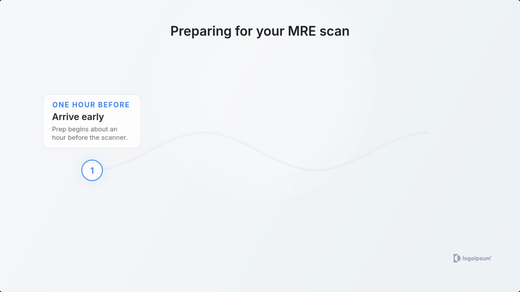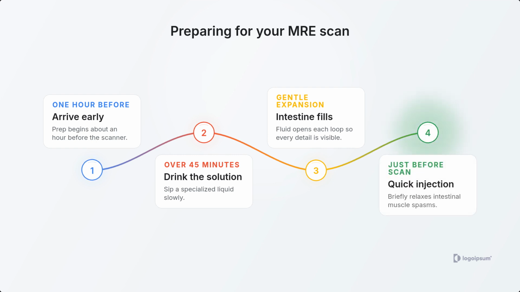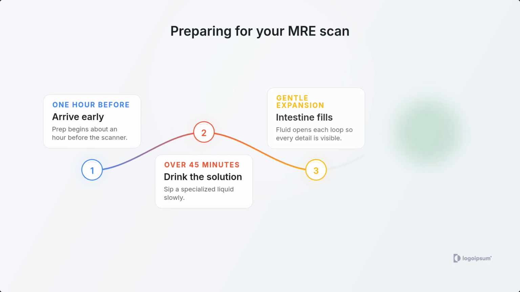Preparing for an MRE starts about an hour before you enter the scanner. You will be asked to drink a specialized liquid solution slowly over 45 minutes. This solution isn't absorbed right away. It acts like water balloons inside your abdomen, gently expanding the collapsed small intestine so we can see every loop clearly. Right before scanning, you may also receive a quick injection to temporarily stop intestinal muscle spasms.